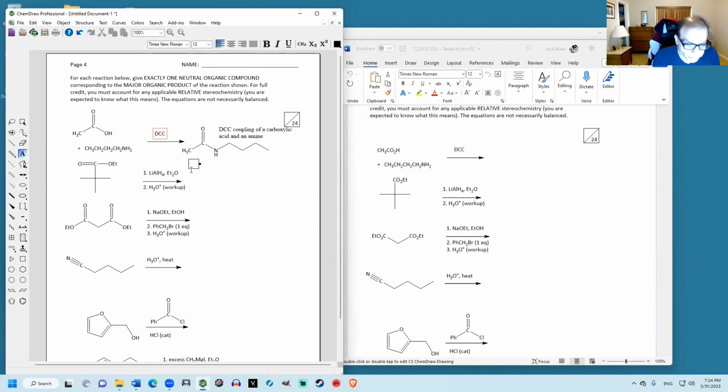The next one is lithium aluminum hydride reduction of an ester. And the product is a primary alcohol.